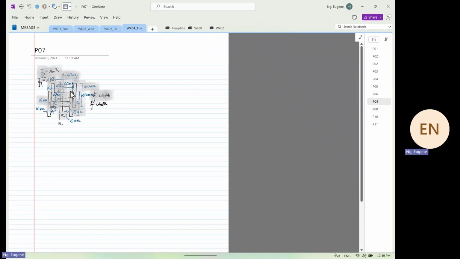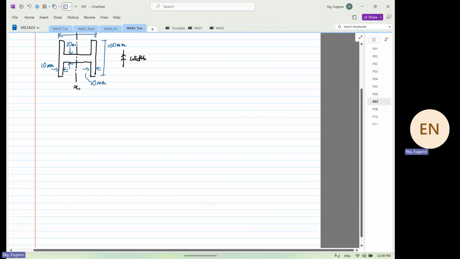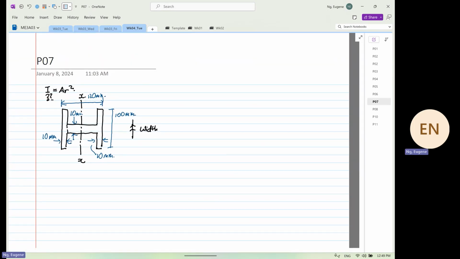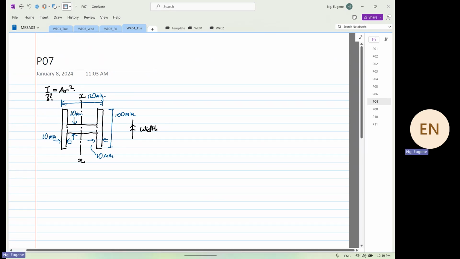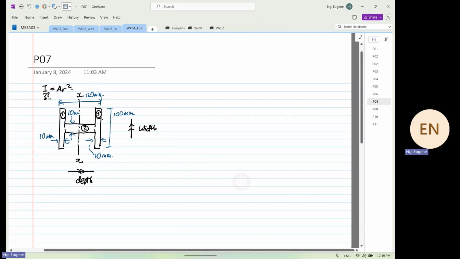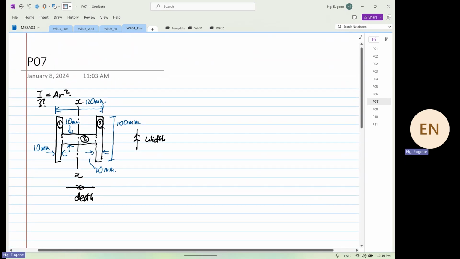So another way to get this is I divide this into sections. I call this section 1, section 2, and section 3. It is still valid that this is still my depth. I would like to do section 2 first because section 2 is easier. So let's focus on section 2.